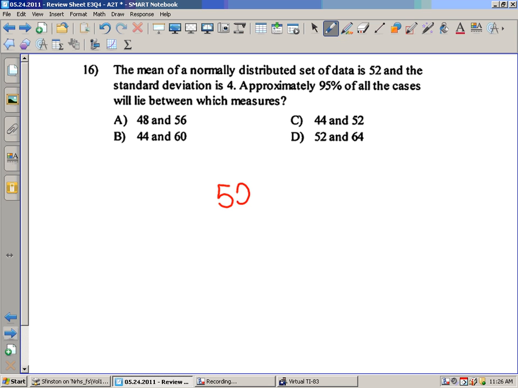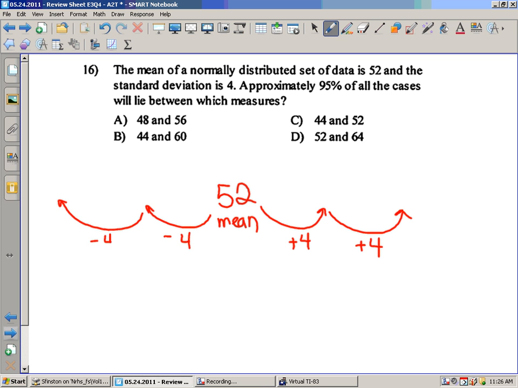The mean of a normally distributed set of data is 52. So we're going to stick 52 in the middle. The standard deviation is 4. Approximately 95% of all cases will lie between which 2 measures? So 95%, what does that ring? Yeah, we got to go 2 standard deviations. So you got to go plus 4 and minus 4, twice. So 52 minus 8 is what? 52 plus 8 is 60. That's how you do it.